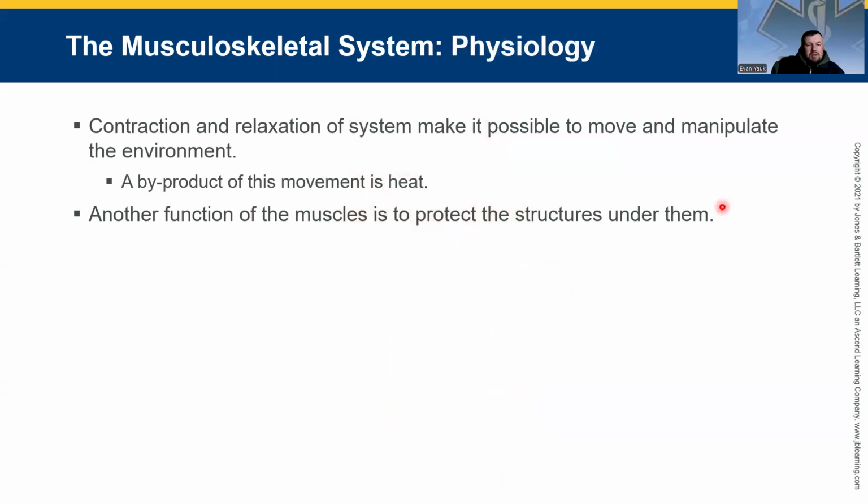Contraction and relaxation of the muscular system make it possible to move and manipulate the environment. Every time we move these muscles, we're producing heat. It is a byproduct of muscles moving. And another function of the muscles is to protect structures under them.